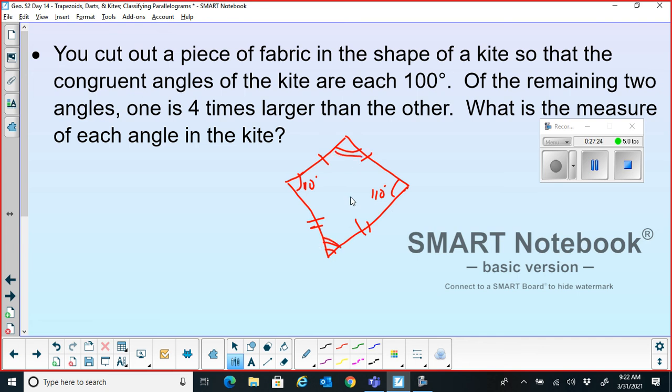Okay, they are not congruent, but I know that the measure of one is 4 times larger than the other. If this is x, this will be the smaller angle, and this is the larger angle, 4x. You are going to find the angle. Okay, I'll give you exactly 30 seconds. Find the angles A and C, and then we will solve for the rest of the class.